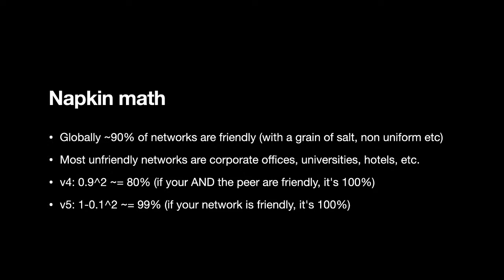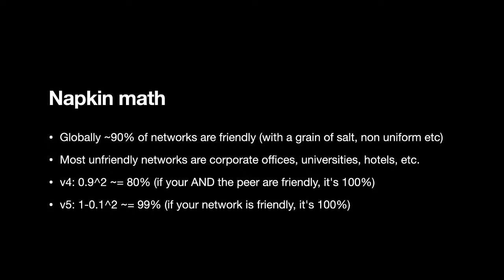So here's the napkin math I tried. If 90% of networks are friendly and V4 requires both to be friendly, you multiply those together and get roughly 80%, which means it would work uniformly in 80% of cases. Again, that's not true, because if you're on a friendly network, you just require the other person to be on a friendly network, and if they are, it's 100%. A little hard to do statistics here, but you get the idea. The flip side is that if you're not on a friendly network, it'll never work, so it's 0.